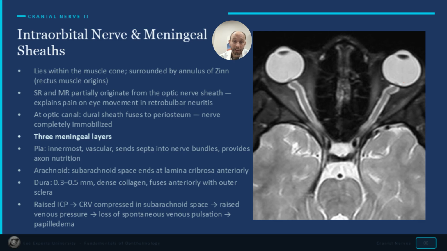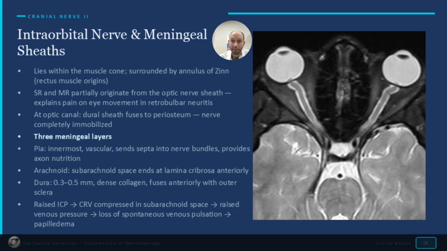As mentioned earlier, the intraorbital portion of the optic nerve is surrounded by a meningeal sheath, which is made out of the pia, which has the vascular supply, the arachnoid, and the subarachnoid space, which hosts the CSF, and the thick dural sheath that then wraps the whole thing in a nice bundle.